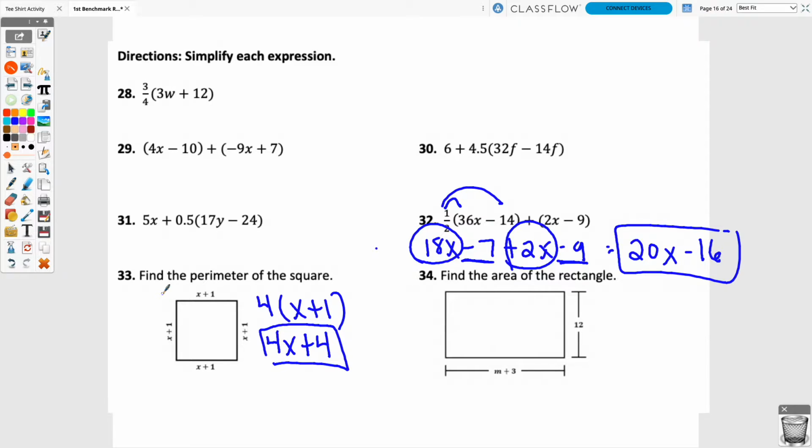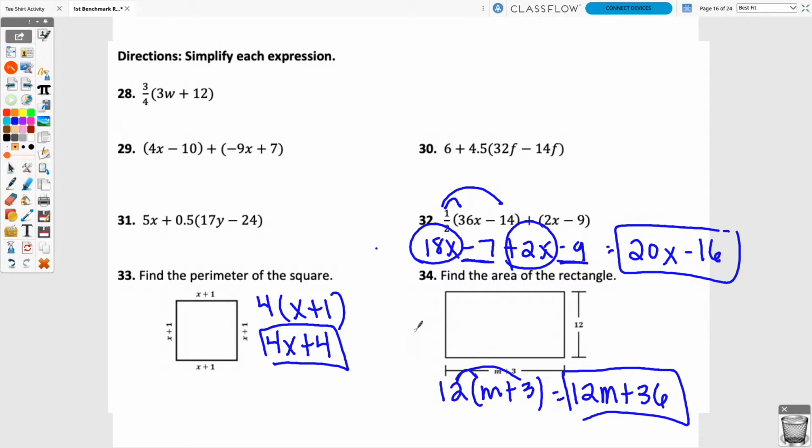All right, number 34. If we're finding the area of that rectangle, what are we doing with our length and our width? So I'm multiplying 12 times m plus 3. So kind of the same thing. How do I show that I'm multiplying 12, not just by m, not just by 3, but by that whole expression? Yeah, 12 parentheses m plus 3, and then I'm going to distribute to simplify. So 12 times m should give me 12m, and 12 times 3 should give me 36. So the area of that rectangle would be 12m plus 36.